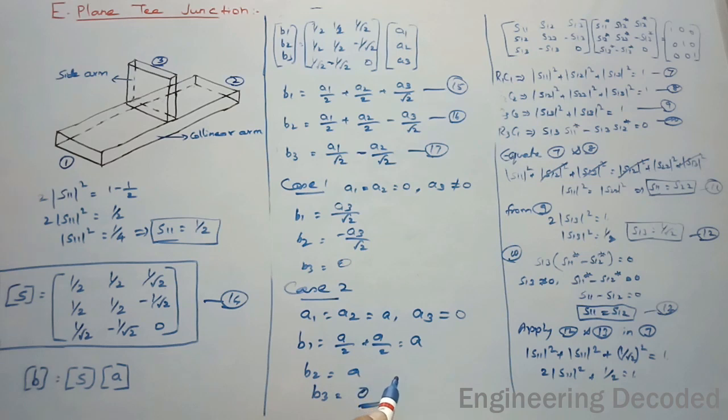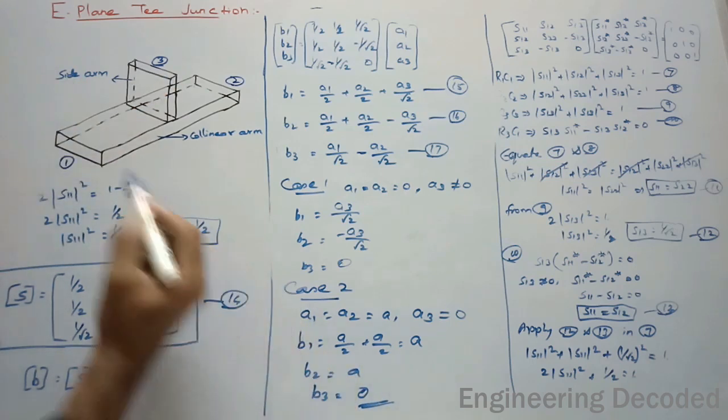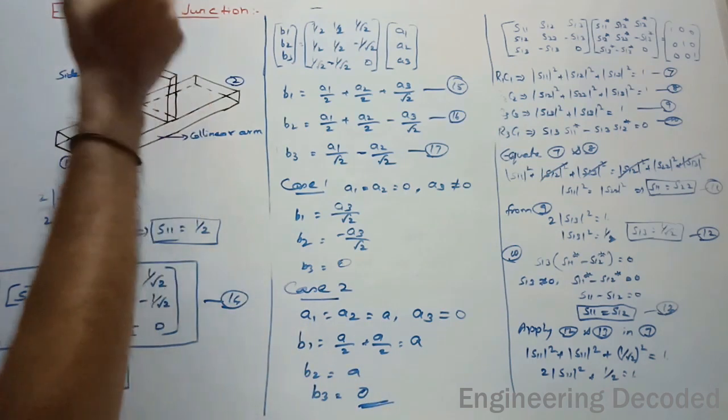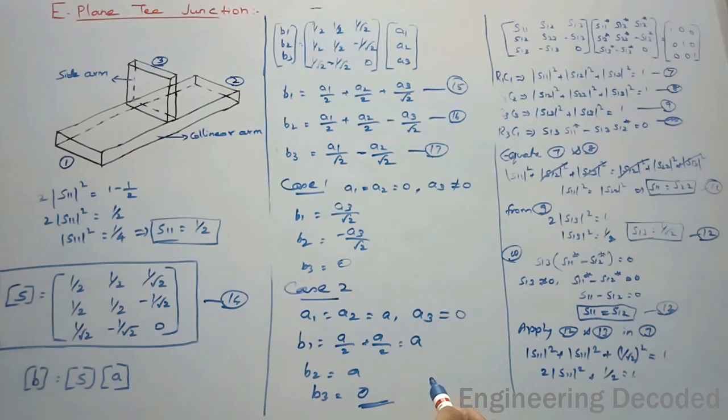Which means if you are giving the same input through port 1 and 2, you will get 0 output across port 3. Okay, that's all about E plane T. Thank you.